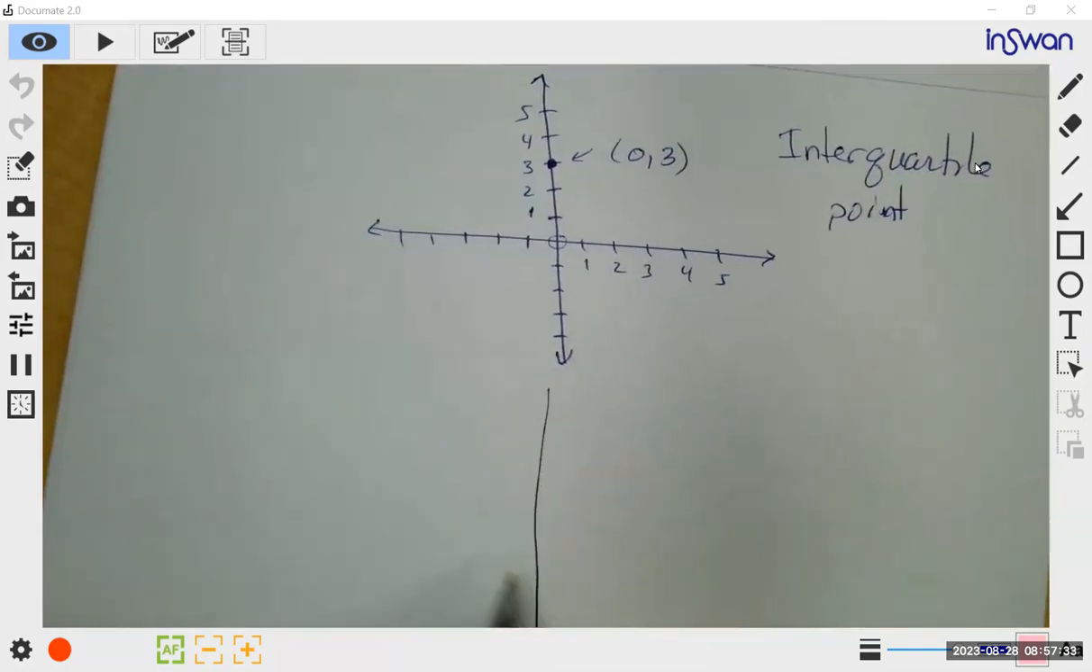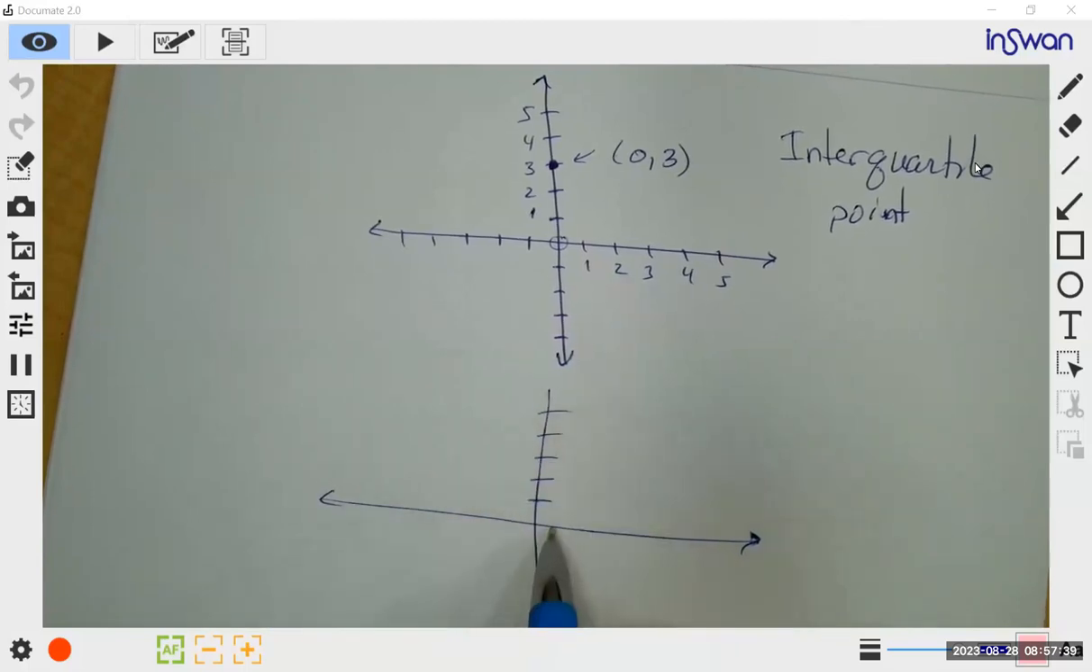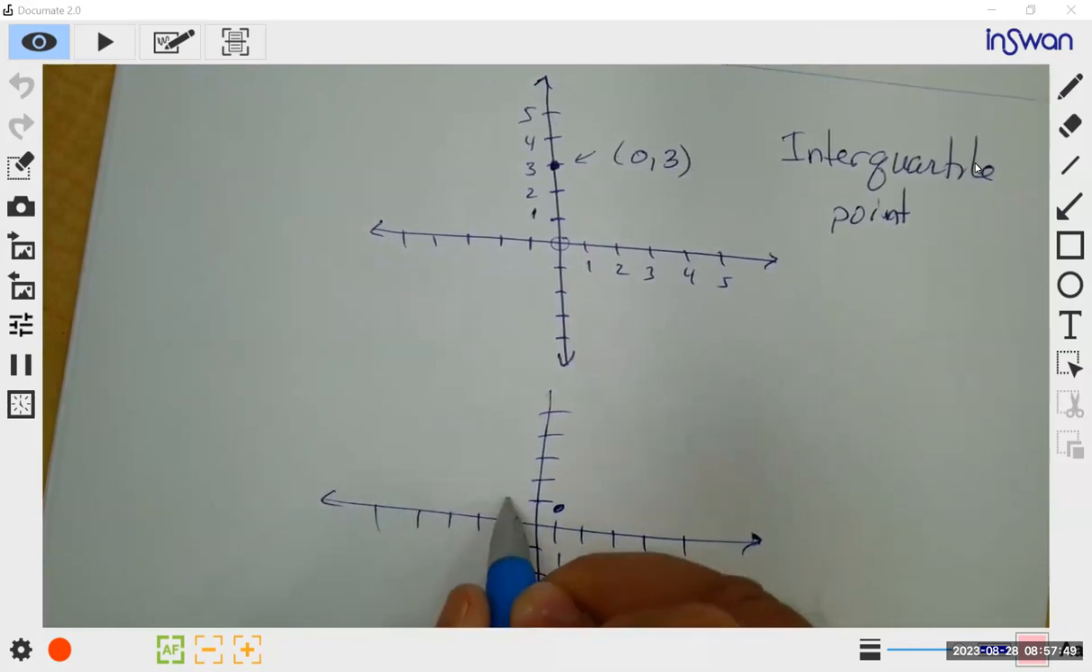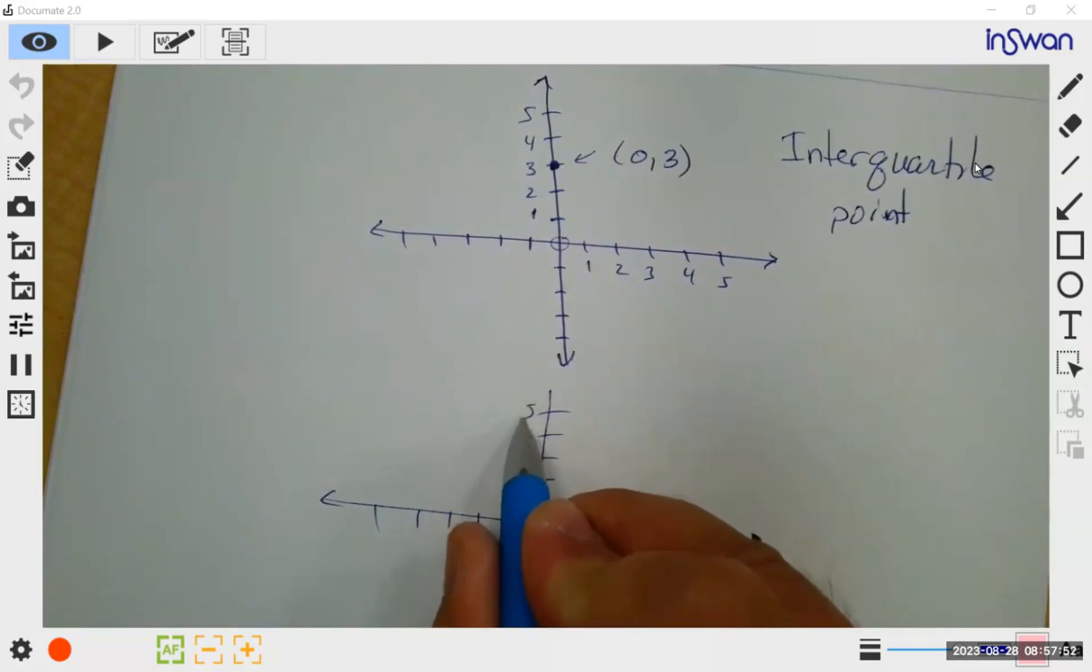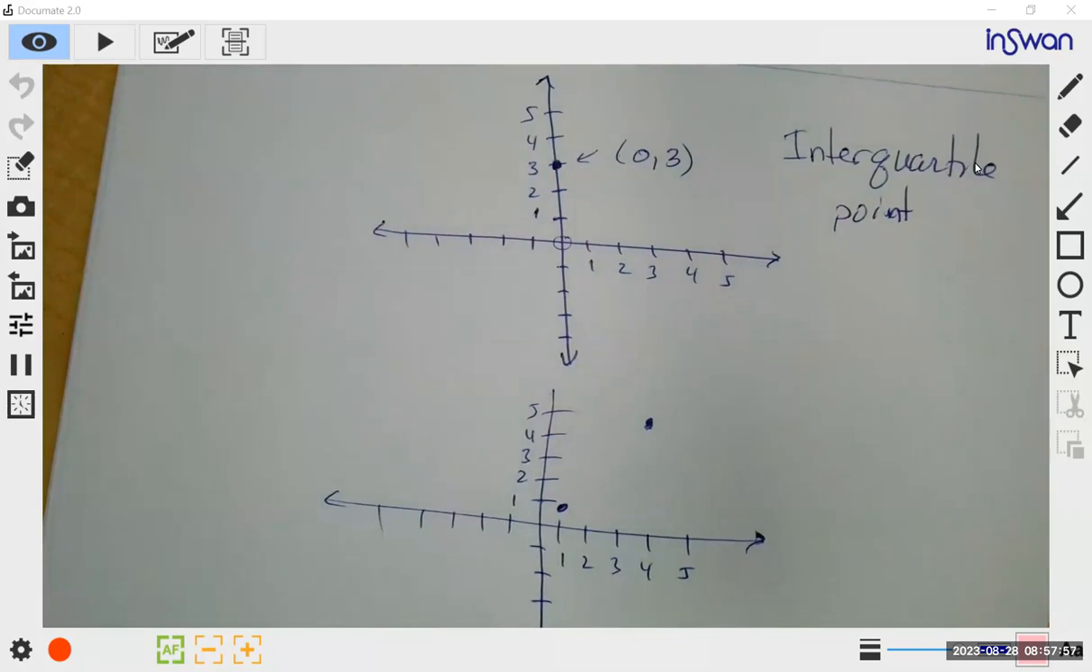What if we had 2 points? What if I had 2 points? What's the location of the first one? Yeah, I guess that's a very good question. How do I know which one's the first point?